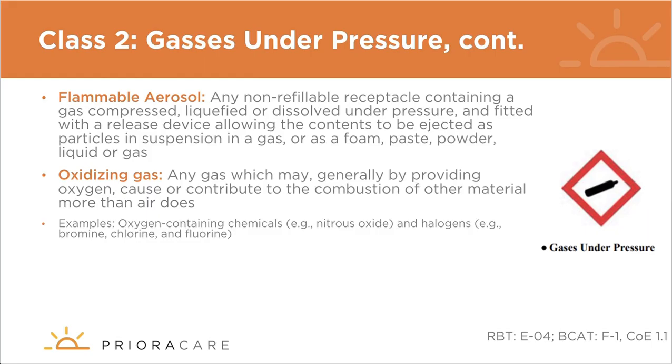Furthermore, gases under pressure include oxidizing gas, which is any gas which may, generally by providing oxygen, cause or contribute to the combustion of other material more than air does. Some examples of oxidizing gas are oxygen-containing chemicals, like nitrous oxide, and halogens, like bromine, chlorine, and fluorine.